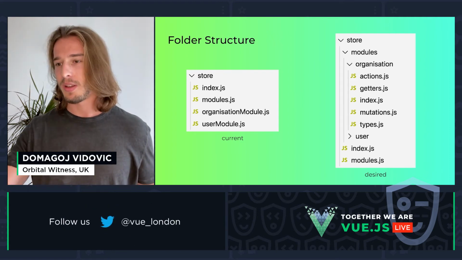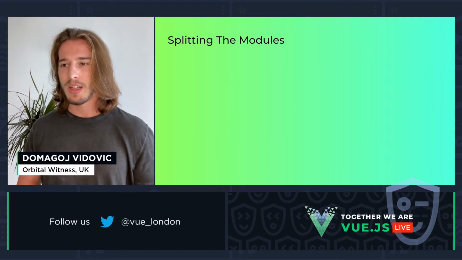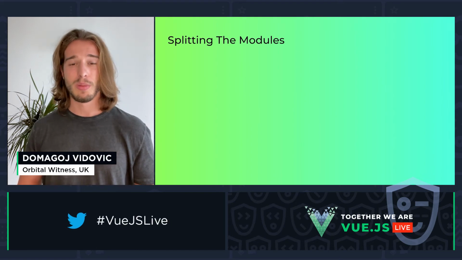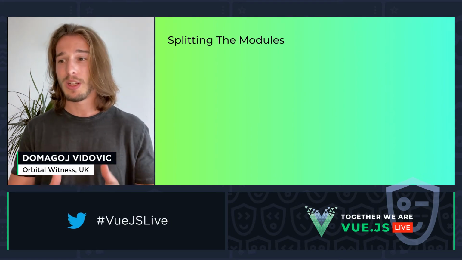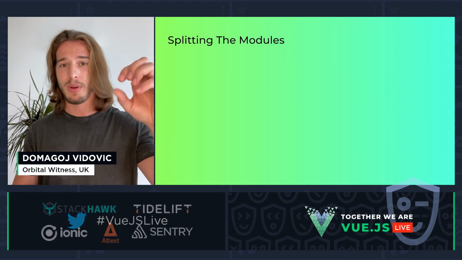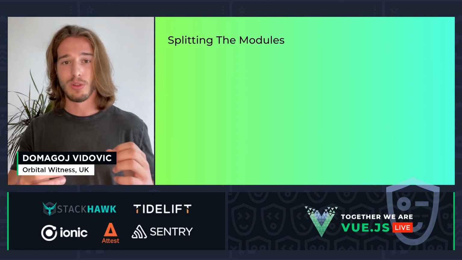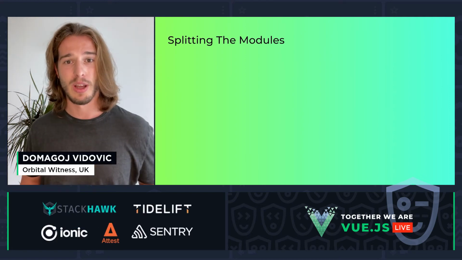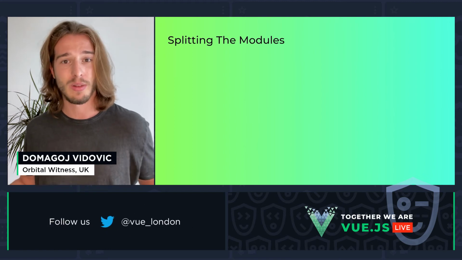How can we do that? So the title says splitting the modules. That's basically what we need to do right now. We need to grab certain parts of our modules and just create separate files for them, export default those objects, and we're good to go.